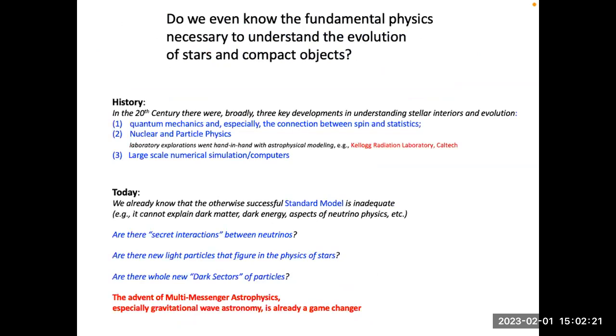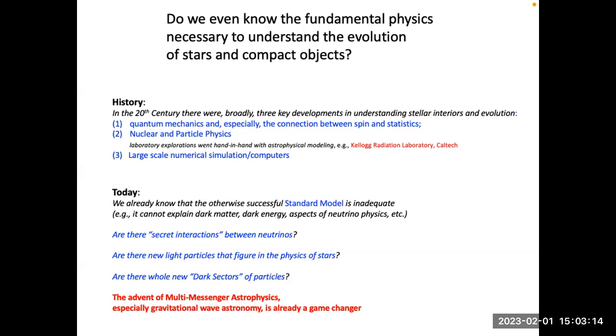Okay, so the theme of this talk is that there's a very exciting time right now that I suspect is coming upon us quickly. So I'll ask this question: do we even know the fundamental physics that's necessary to understand the evolution of stars and compact objects? Clearly, we can understand a lot about stars with the physics we know. But as I'll show you, there are some things that are a little discomforting, and maybe some hints from observations, especially gravitational waves, but also from the laboratory, that maybe we don't know everything we need to understand, especially the evolution of massive stars and the morphology of compact objects like neutron stars and black holes.